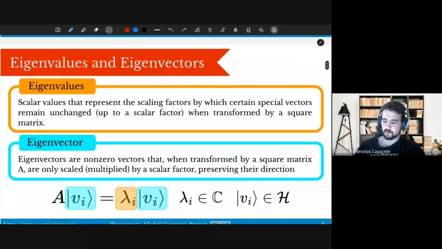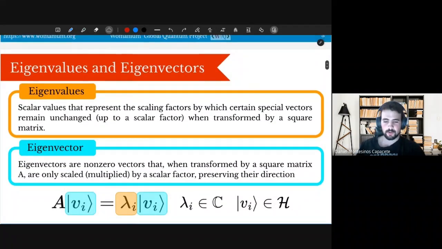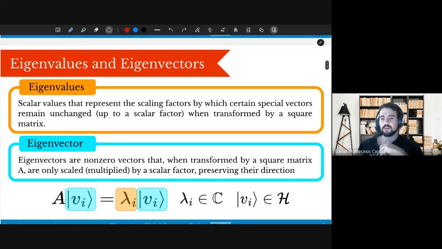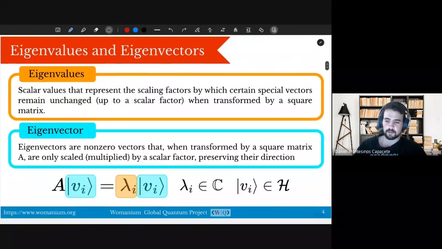So let's go straight into eigenvalues and eigenvectors. Basically, eigenvalues are just numbers, let's say complex numbers or real numbers. They are just a number, but they are special numbers that are related to a corresponding eigenvector. And here I have the definition. You can read it if you want, but the idea is quite simple.